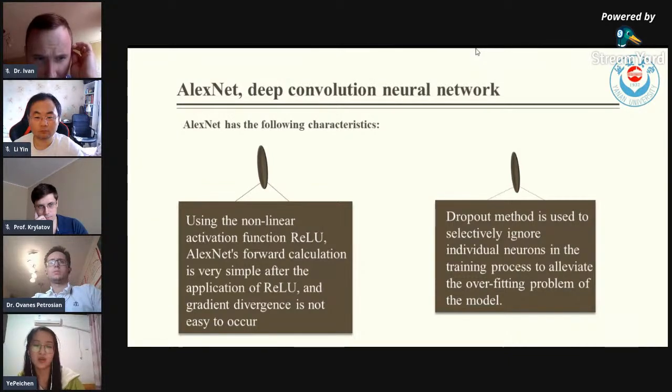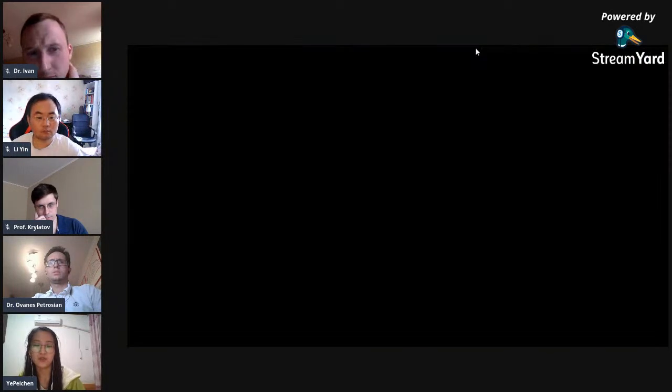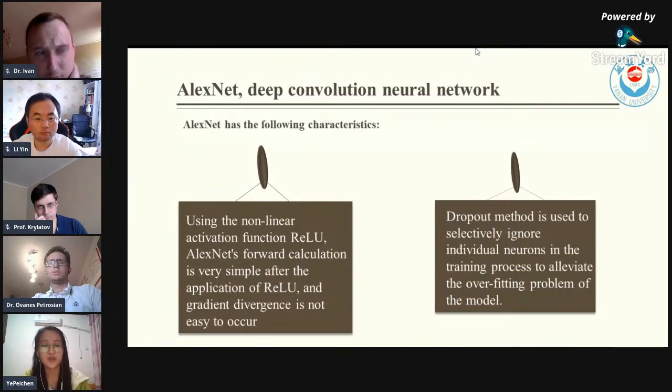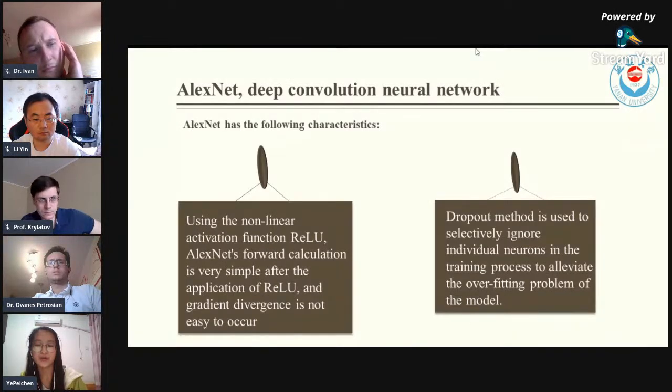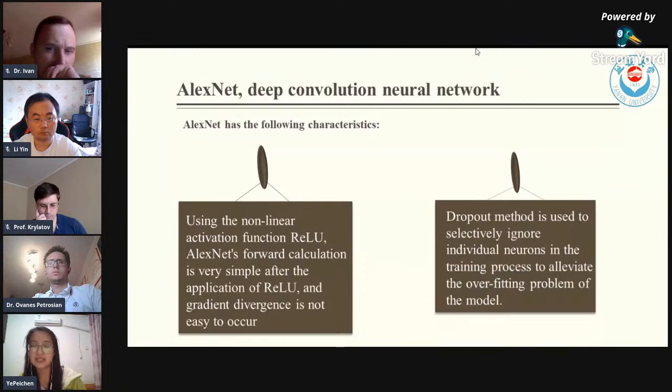Unlike traditional deep neural networks, AlexNet has the following characteristics. Using the nonlinear activation function ReLU, AlexNet's forward calculation is very simple after the application of ReLU, and gradient divergence is not easy to occur. The dropout method is used to selectively ignore individual neurons in the training process to alleviate the overfitting problem of the model.